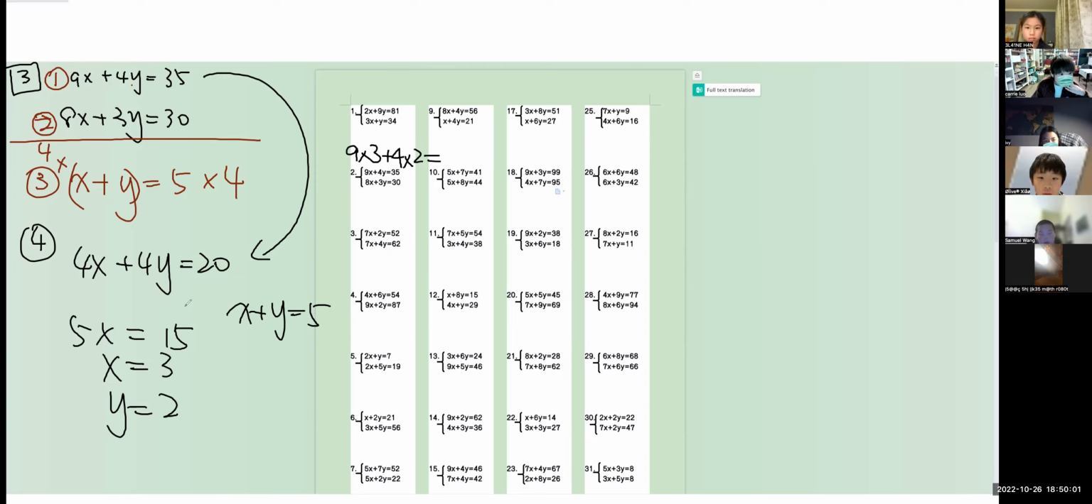Oh, sorry, x equals 3, y equals 2. Yeah, right. Did I do something wrong? Am I making something wrong? 27 plus 8 is not 35. Yeah, it's right. Times 4, 4x plus 4y equals 20. So 5x equals 15, x equals 3, y equals 2. And did I make any mistakes? I don't think so. So what's wrong with me?